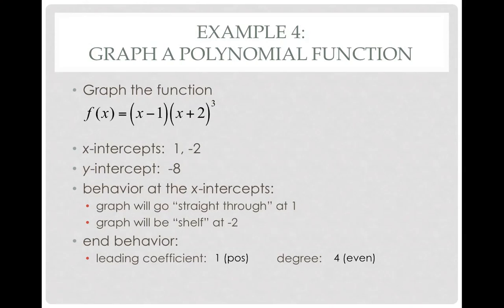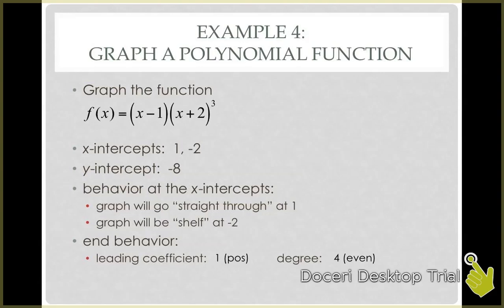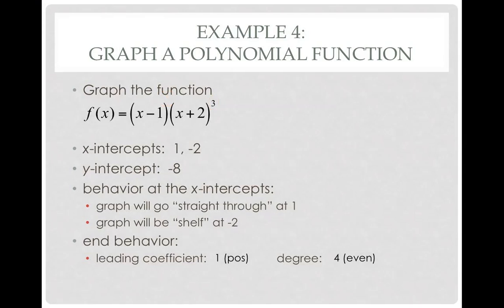And what you can also do for degree is simply look at the exponents that you have here and add them up. If you're already in factored form, just add up all the exponents on your factors, and that will tell you the degree you would have in standard form. So, with a positive leading coefficient and an even degree, we would expect our ends to both go up.